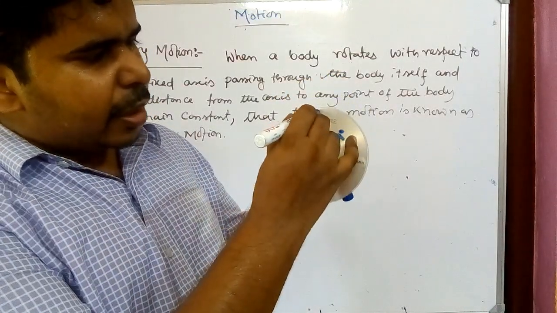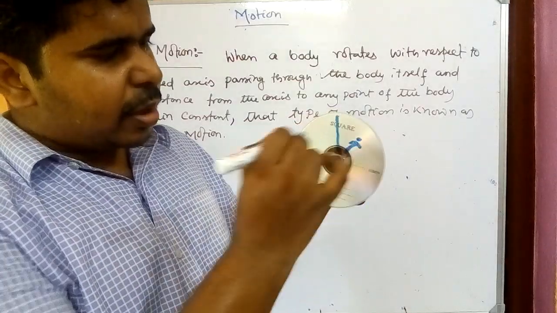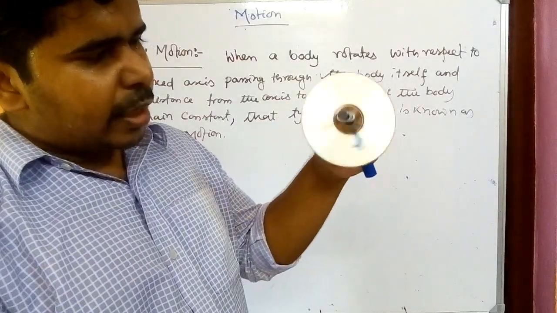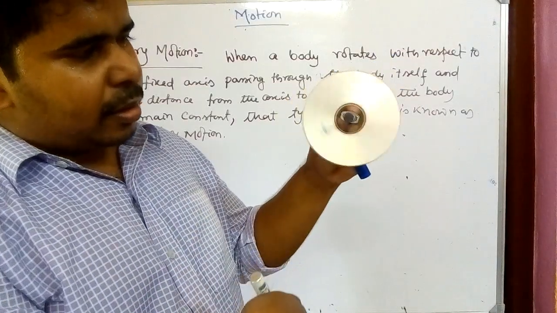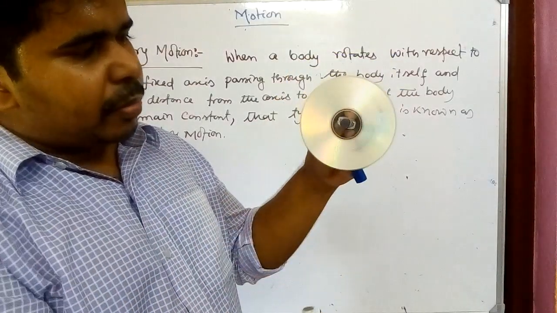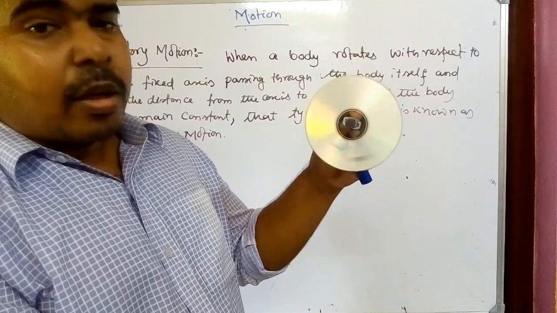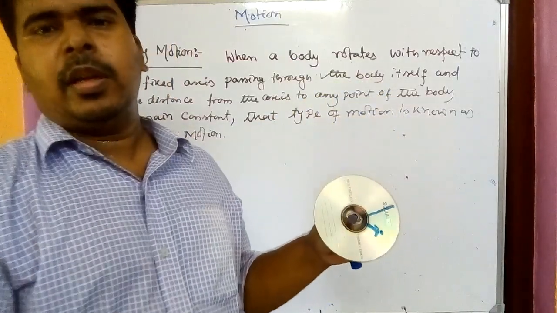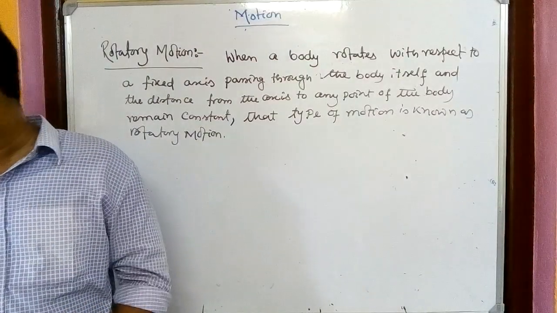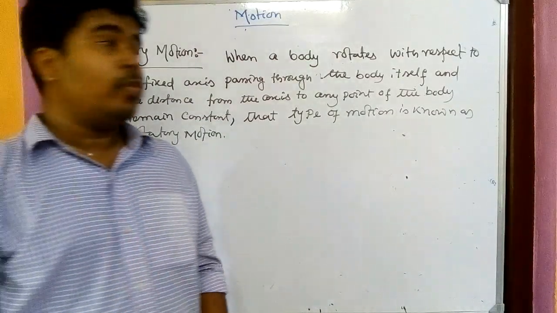If I have taken another point here, you see, this is the distance. So that also remains the same. All the time, the distance from the axis to the point I have taken remains the same. That one is known as rotatory motion.